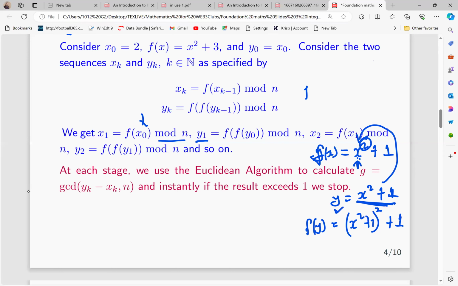And that is what this says. I take my y naught and substitute it in this equation. After substituting it, the answer that I get, I again substitute in this equation.